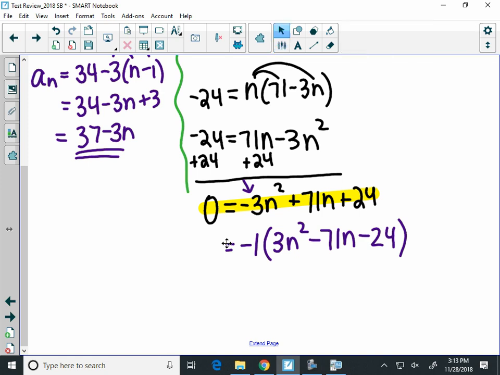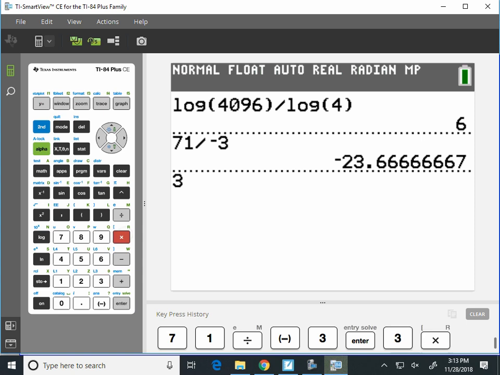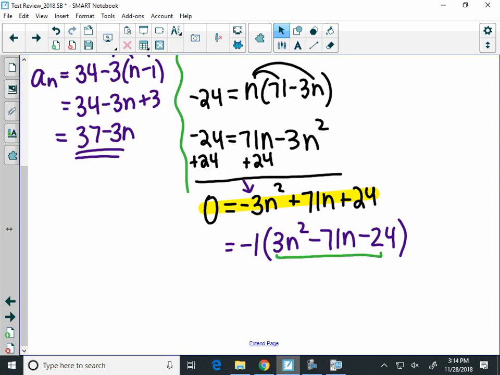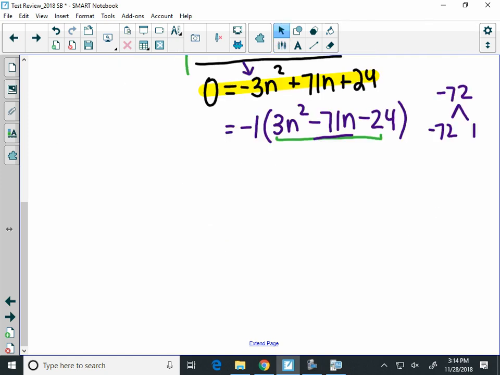And because there are 3 terms, I'm going to split the middle. Right? I need to find 2 numbers that multiply to, let's see, 3 times negative 24 is negative 72. So this really won't be that bad. 2 numbers that multiply to negative 72 and add to negative 71. That's really not that bad. Negative 72, positive 1. Okay. All right, so let's factor here.